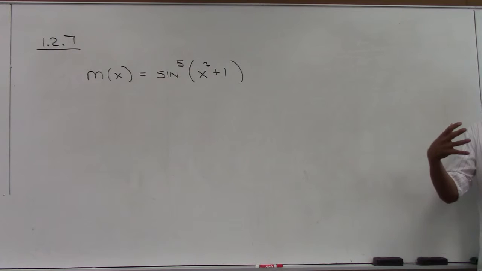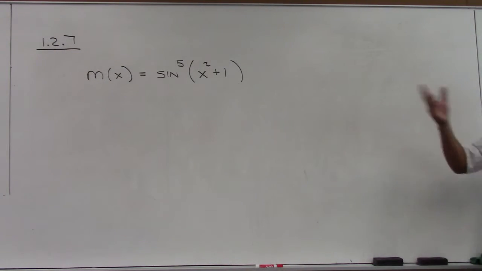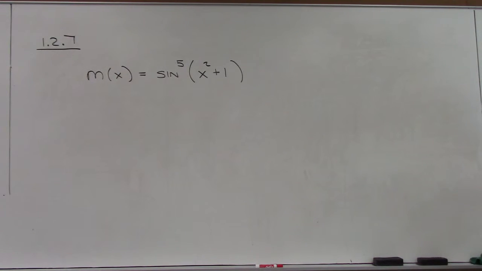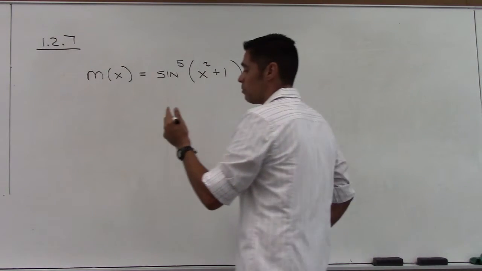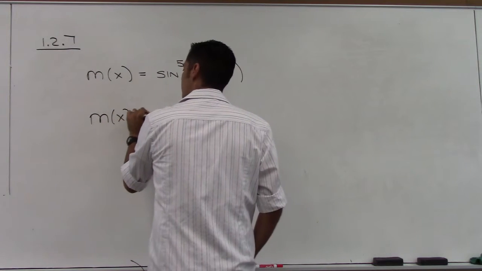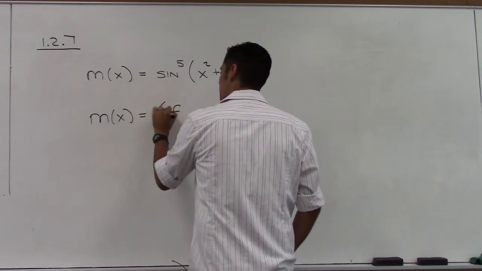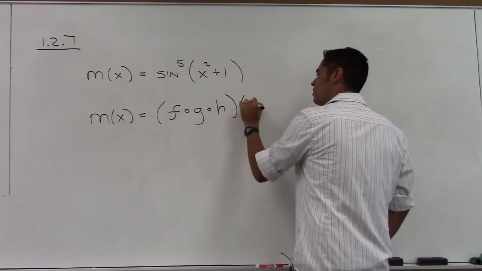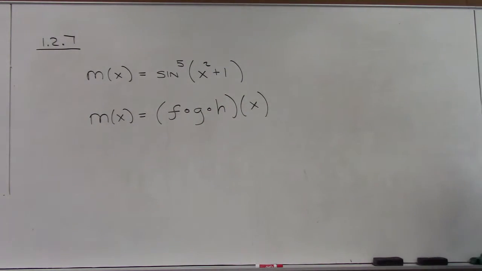It's the opposite of what we just did. Previous one, I gave you two functions, I asked you to compose them. Now I'm giving you one big function, I'm asking you to decompose it. So what I need to do is write this where M of x is equal to some function f composed with some function g composed with some function h. If I can get that to work out, then I have successfully decomposed it. And we'll talk about why that would be useful in a minute.